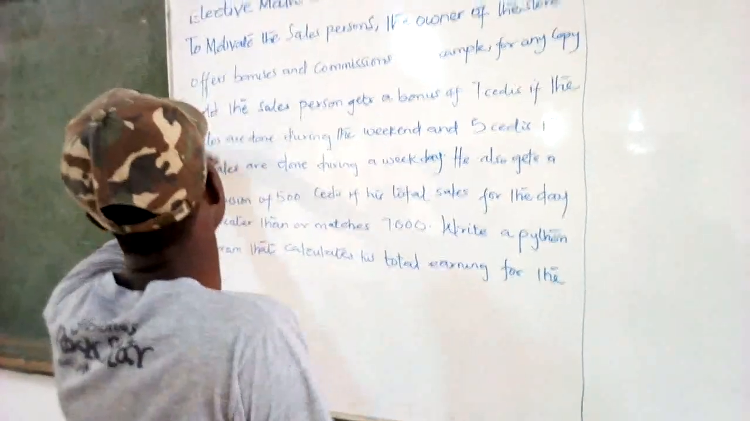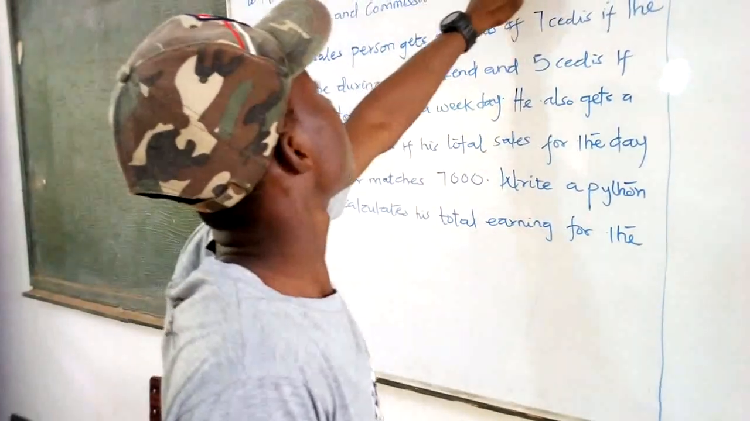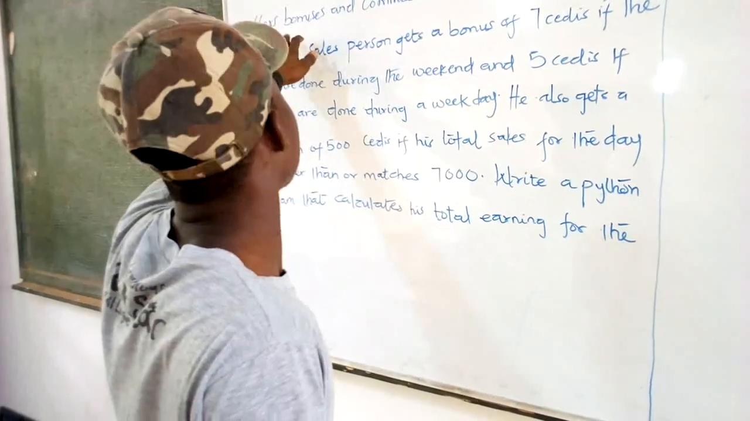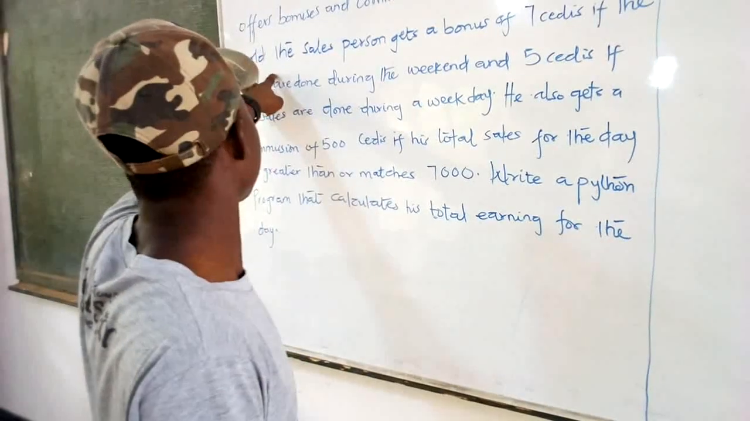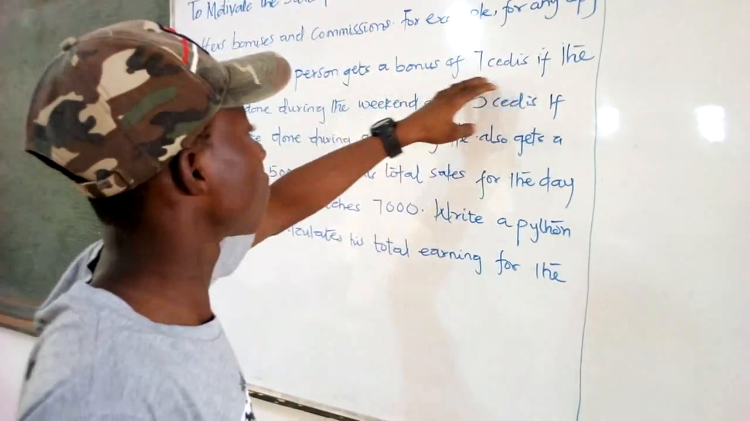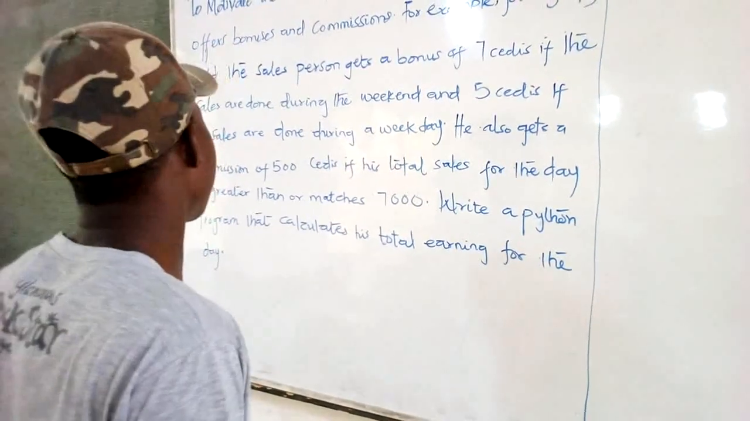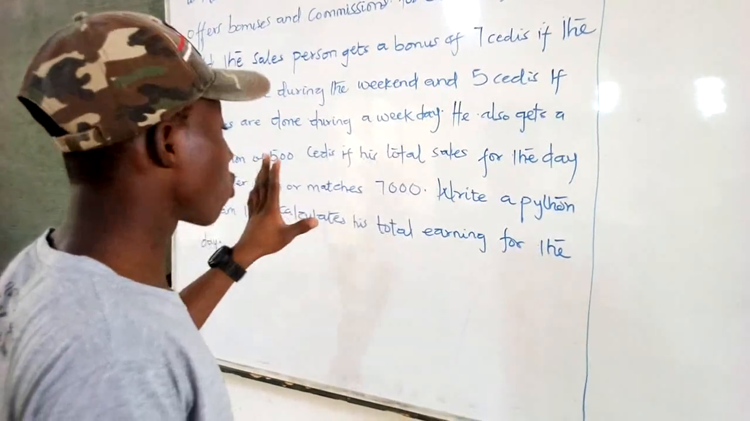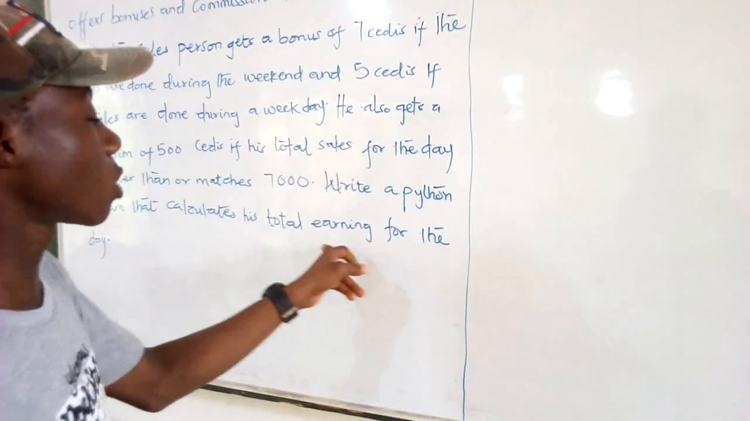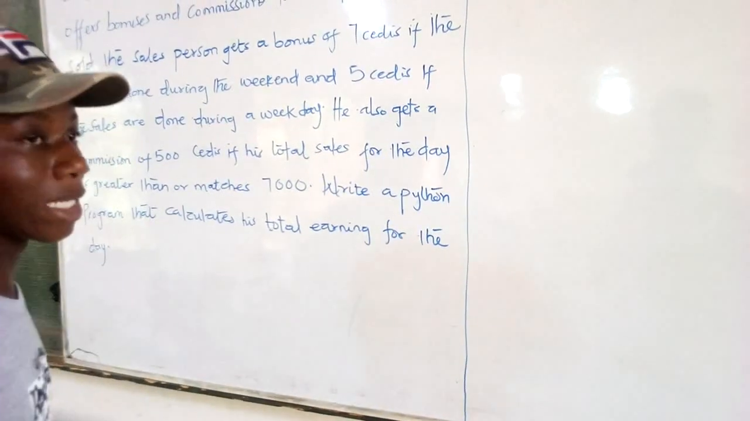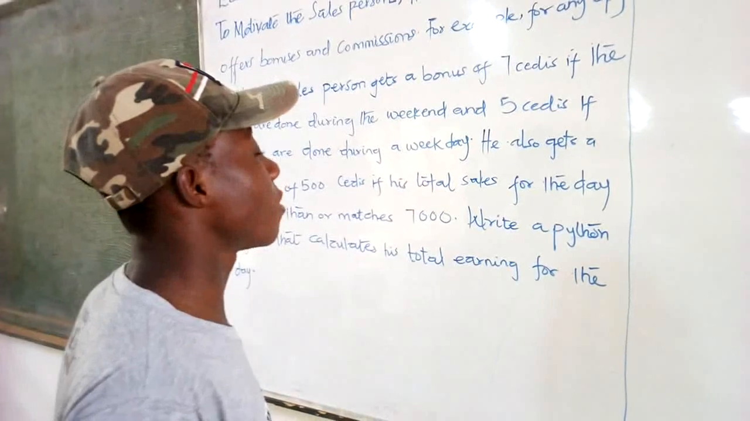So first, they said to motivate sales personnel, the owner of the store offers bonuses and commission. For example, for any copy sold, the sales personnel gets a bonus of 7 CDs if the sales are done on or during the weekends. And now the main question itself is, write a Python program that calculates his total earnings for the day. For the day. It's saying for the day. Okay, now let's solve the problem.